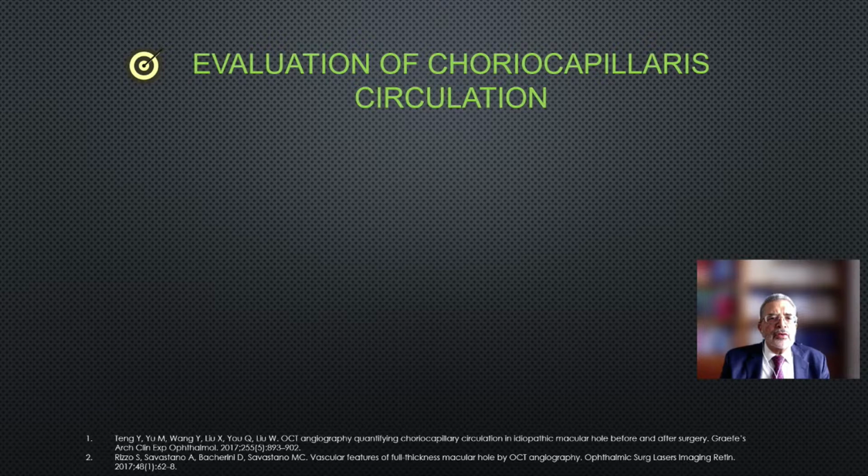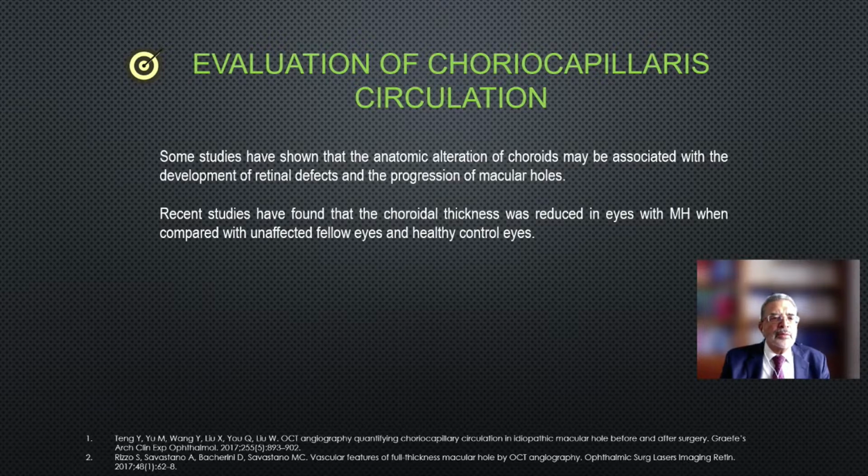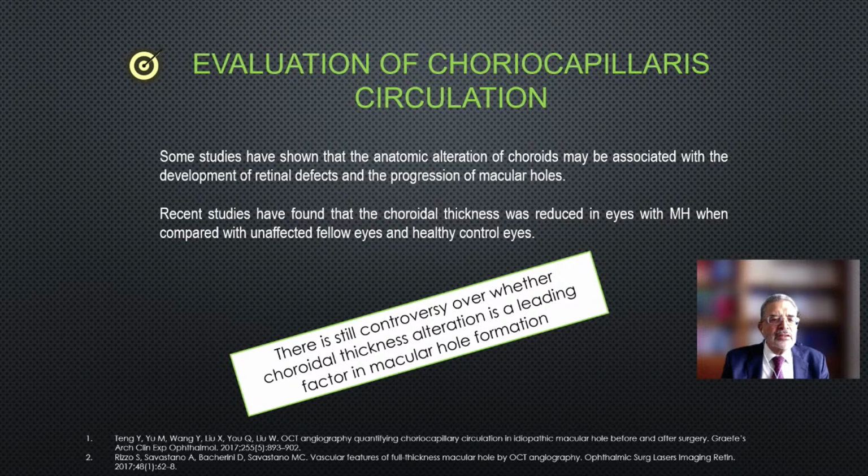About the evaluation of choriocapillary circulation. Some studies have shown that the anatomic alteration of the choroid may be associated with the development of retinal defects and the progression of macular holes. Recent studies have found that the choroidal thickness was reduced in eyes with macular hole when compared with unaffected fellow eyes and healthy control eyes. There is still some controversy over whether the choroidal thickness alteration is a leading factor in macular hole formation.